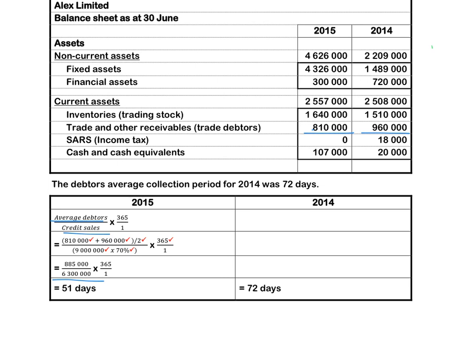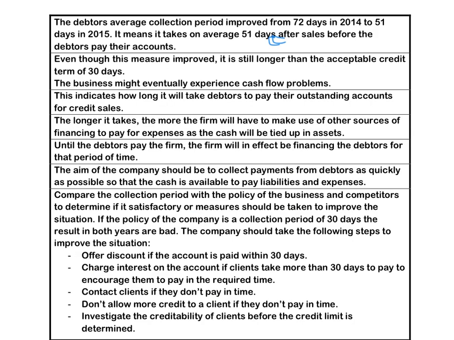They give us the information for 2014. In 2014, it took 72 days for the debtors to pay their accounts. In 2015, it took 51 days to pay. So it means that there is a very good improvement between 2014 and 2015. The debtors' average collection period improved from 72 days in 2014 to 51 days in 2015.